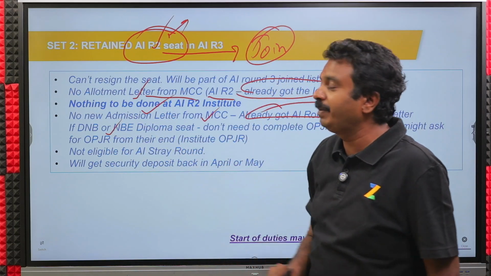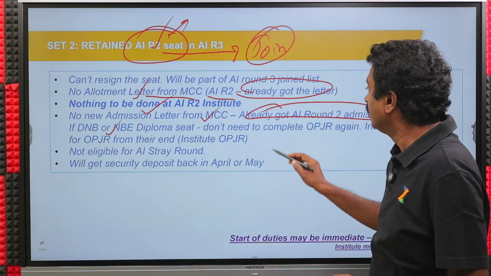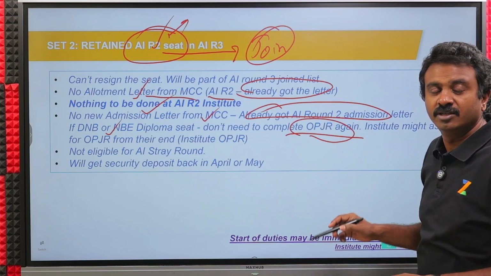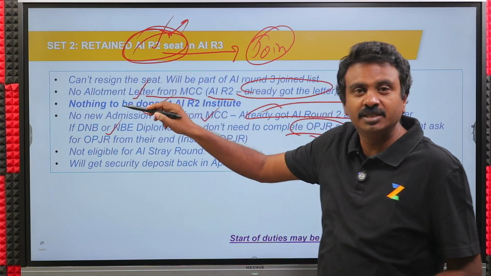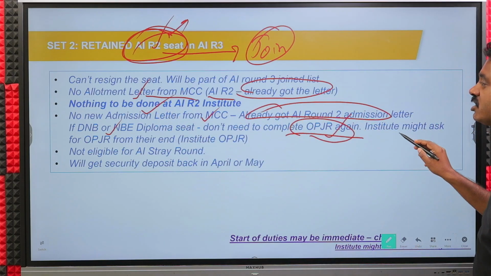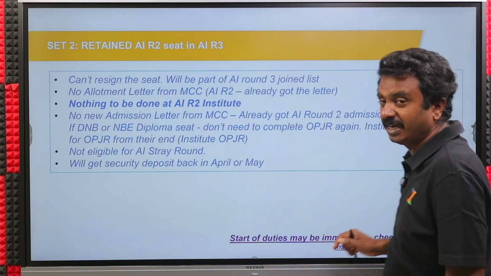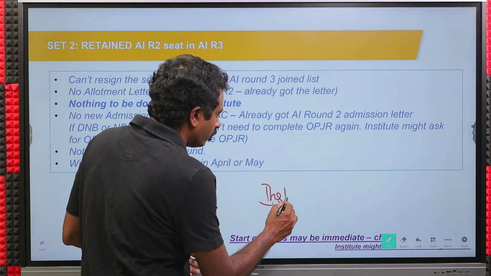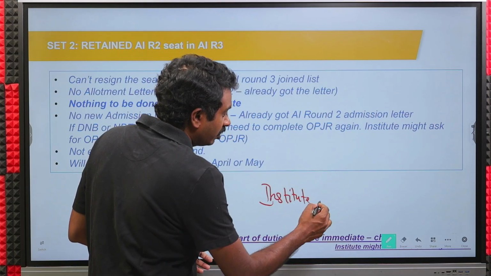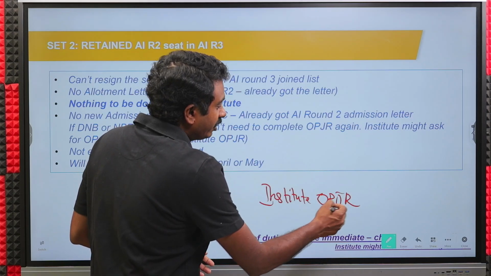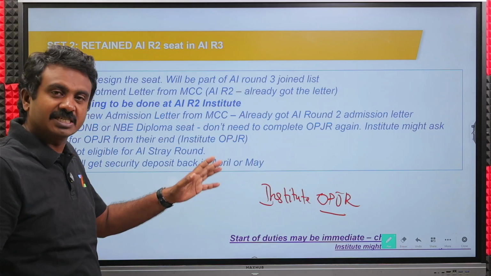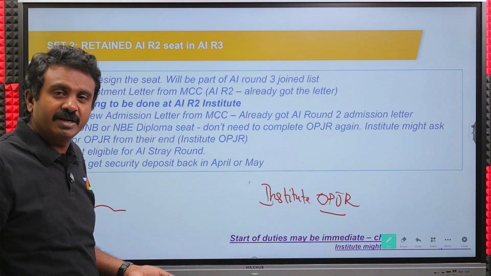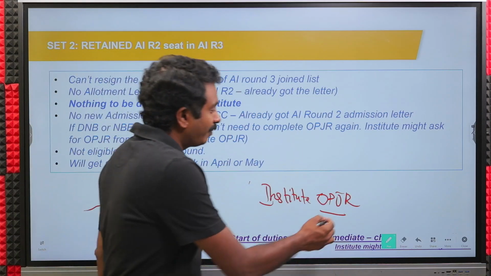If you have an NBE diploma seat or a DNB seat, you don't need to complete OPJR again. You already completed it for All India round 2, right? The same OPJR is fine. The institute might ask for OPJR from their end. We think that after round 3, the institute OPJR might open. We don't have confirmation yet as of the time of this video. For the institute OPJR, you don't need to do anything. Your seat is finalized. It is with you only. Whether the institute completes OPJR or not doesn't matter. It can even be completed after March if the institute doesn't do anything. You can manage that later.